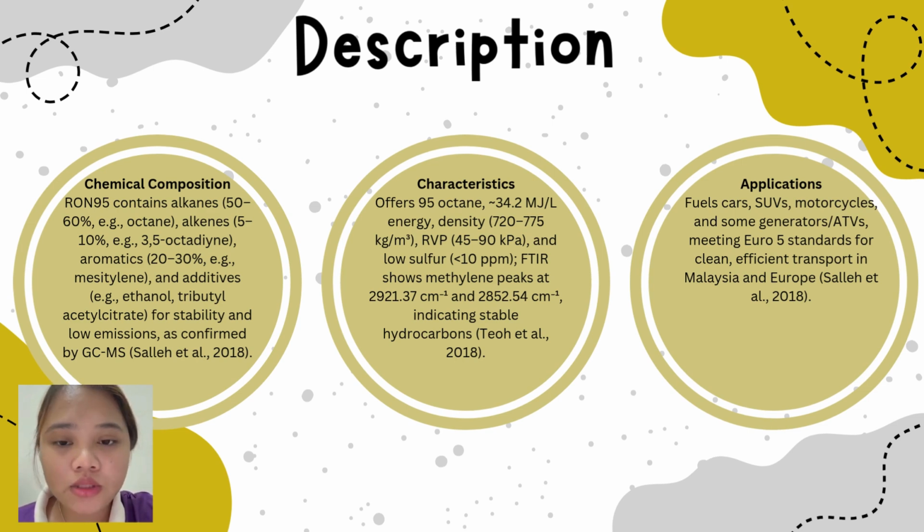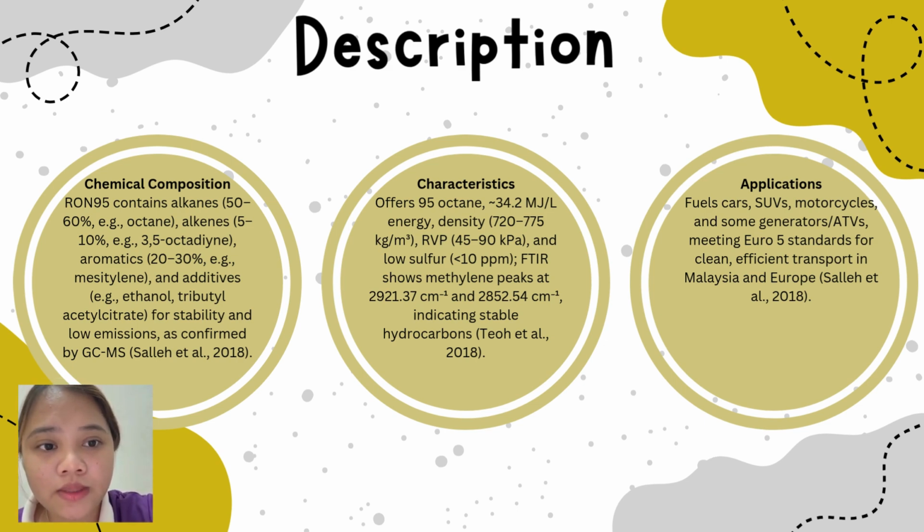So, the chemical composition of RON 95: it contains 50 to 60% alkanes, 5 to 10% alkenes, and 20 to 30% aromatics. It also has additives such as ethanol and tributyl acetate for stability and low emission, as confirmed by GCMS. And then the characteristics: RON 95 has 34.2 MJ per liter of energy, a density of 720 to 775, RVP of 45 to 90 kPa, and low sulfur, less than 10 ppm. FTIR shows methylene peaks at 2900 plus and 2800 plus, indicating stable hydrocarbon.